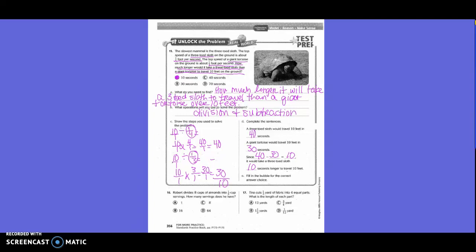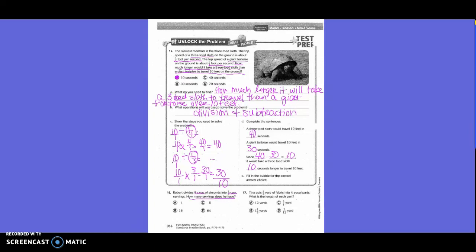Okay. Now number 16. Robert divides 8 cups of almonds into 1/8 cup servings. How many servings does he have? So I'm going to underline 8 cups, 1/8 cup. How many servings does he have? So here I have to decide what our whole total is. Is it the 8 or is it the 1/8?